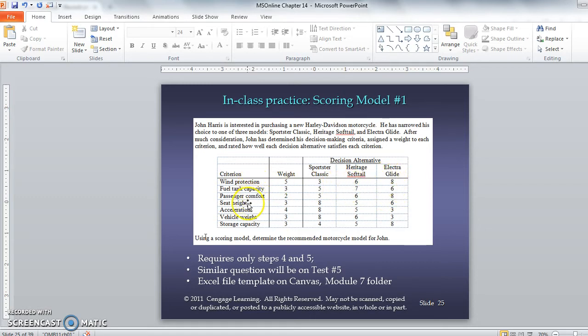So in this case, he's got 7 criteria, 3 choices. We have 21 different elements here that came into the weighting factor. Since I've given you the criteria, the weighting, and the ranking, those are steps 1, 2, and 3. You only need to execute steps 4 and 5 for the sake of completing this question. So the question asks you, using the scoring model, determine the recommended motorcycle for John, which model. There will be a similar question on test 5, and there are Excel file templates on Canvas in module 7 associated with this. So how do we come to an answer?